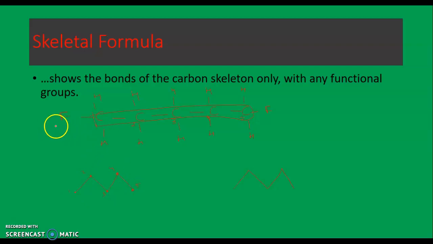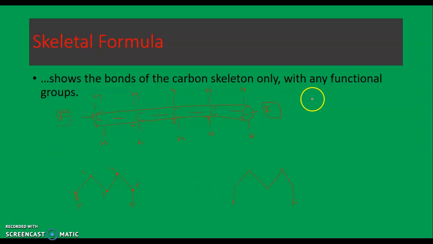But in this structure, I have got an F, a fluorine atom, attached to the first and the 5th carbon. So here I've got one fluorine attached and another fluorine attached. So now I would go to my skeletal formula and write F and F. So I'm allowed to show any functional groups that are attached.